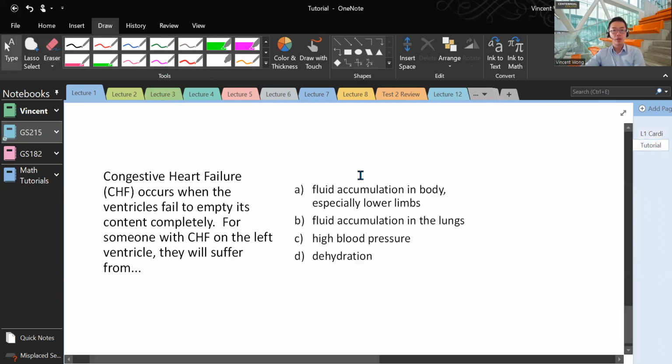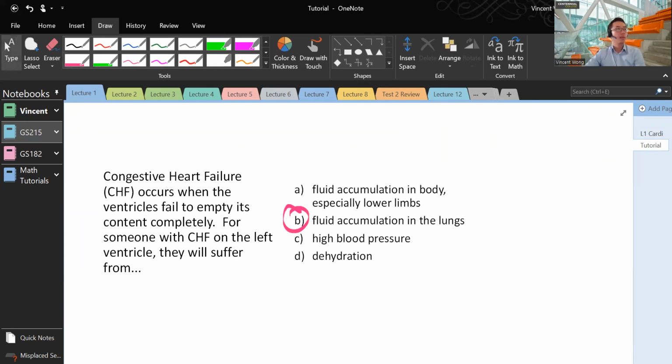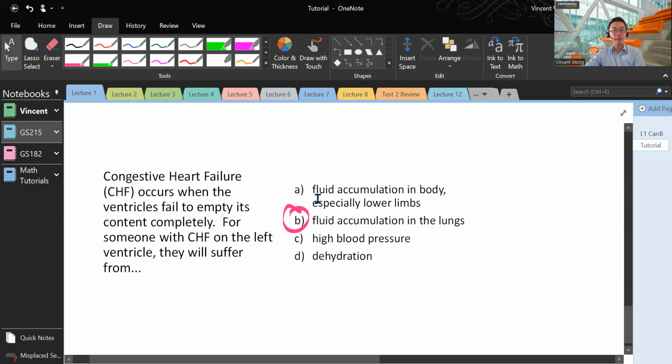Okay, and so this question is talking about the left ventricle. So the correct answer would be B. Okay, does that make sense? I mean, a lot of people choose A, but that would be for the right side, right? Okay. Have I convinced you why the answer is B?